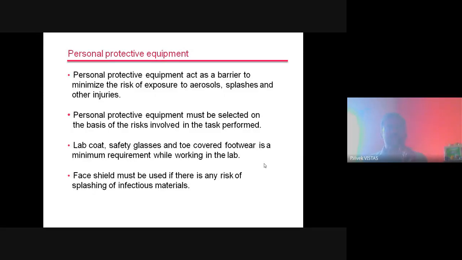Lab coat, safety glasses and toe covered footwear are a minimum requirement while working in the lab. That is why we always say a lab coat is mandatory. Beyond that, if you are going for further study, such as cell lines, we have to have safety glasses and toe covered footwear while working in the laboratory. Face shield must be used if there is any risk of splashing of infectious material. If we are going to handle infectious material, we should use the face shield and cover ourselves.